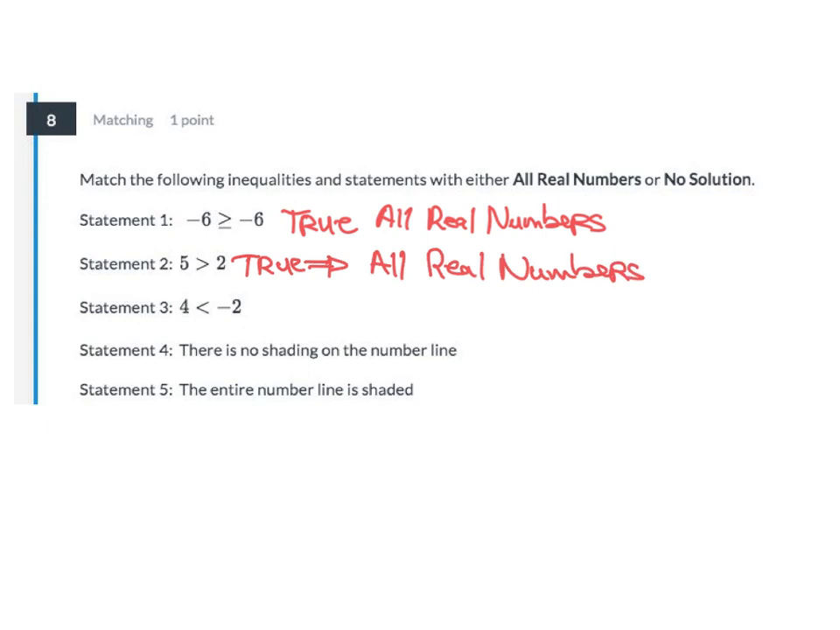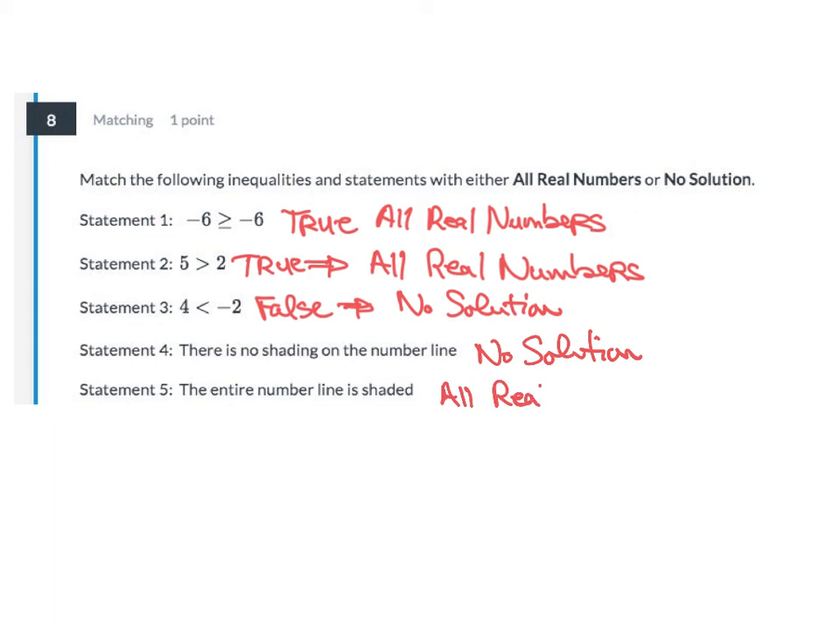All right, keep on reading. Is 4 less than negative 2? That is false, so this one is no solution. Keep on reading. There is no shading on the number line. What's the answer for that one? No solution. Last one, the entire number line is shaded. That is all real numbers.